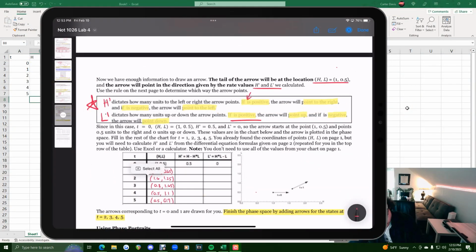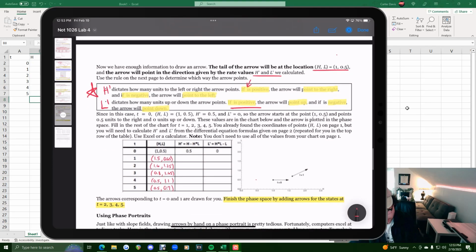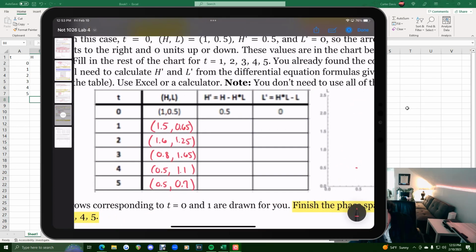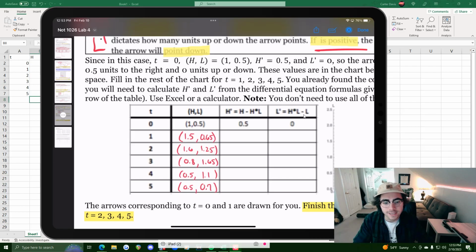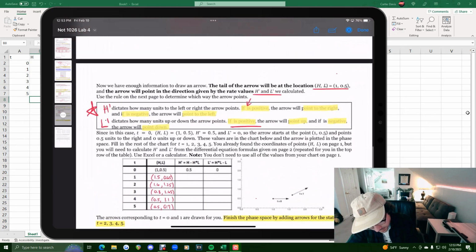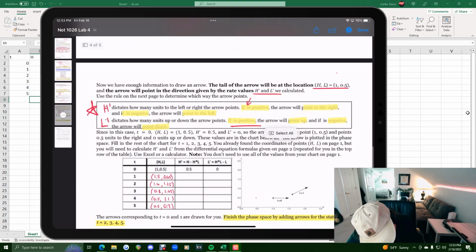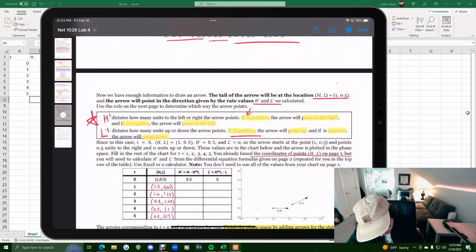Alrighty, I'm back. I didn't read this super thoroughly before I started this video. So I realized what we need to do with this chart: they don't give you any equation for H and L. They do give you the T values, and they say somehow you're plugging H and L into these H prime and L prime equations. Where these H and L values come from, they say, is the previous page. They say you've already found HL points on page 1, but you need to use them to calculate H prime and L prime.